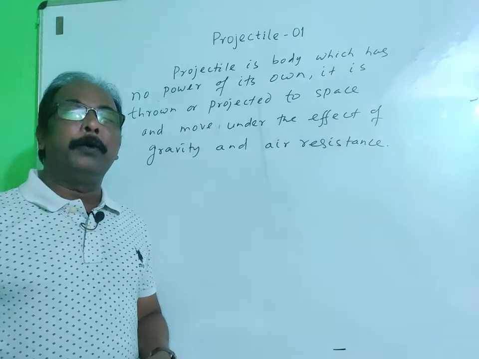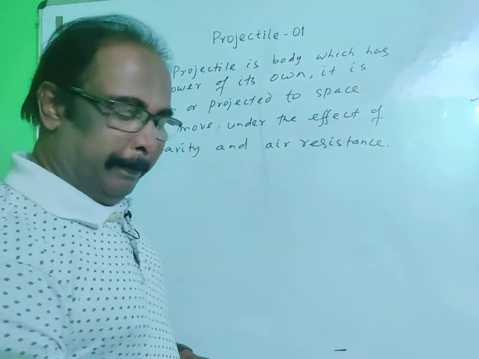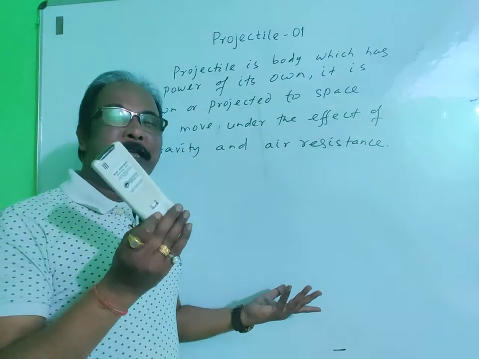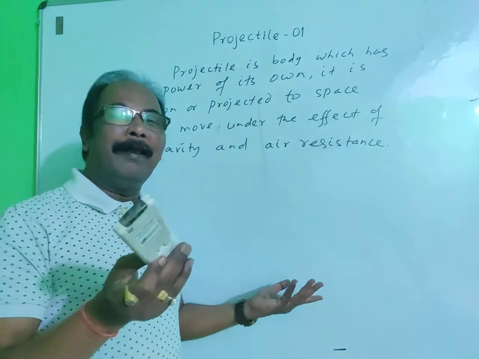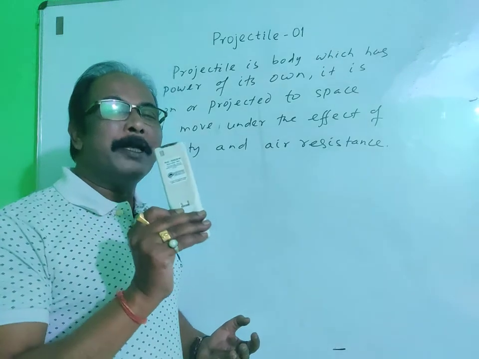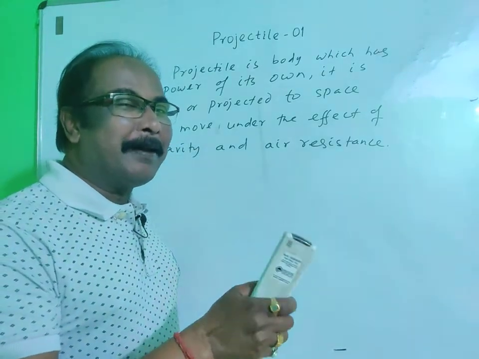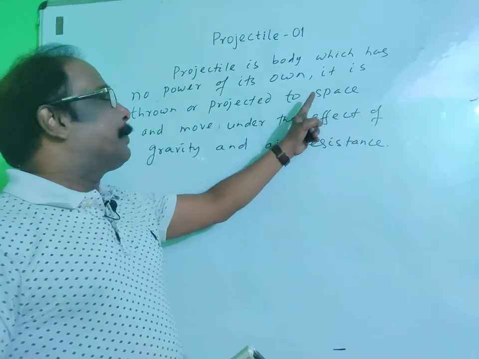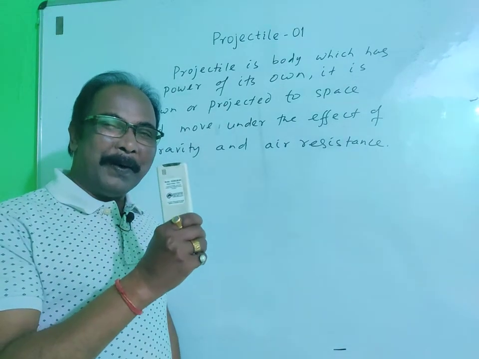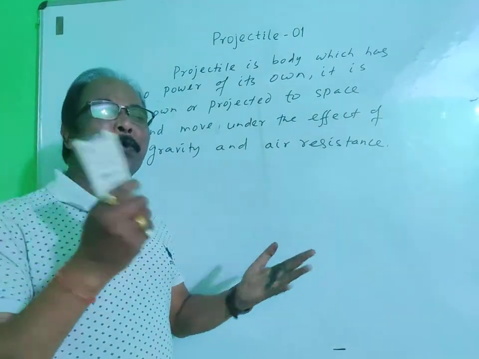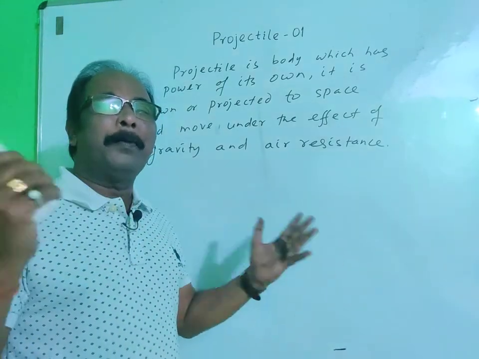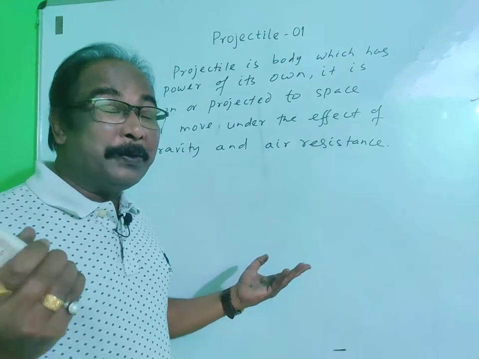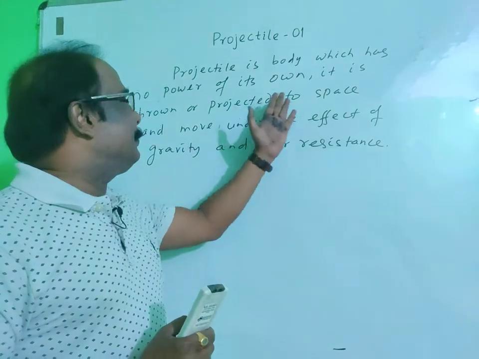Projectile is a body which has no power of its own. Suppose this is a body. This body has no power. I may use this body, I may throw this body in any direction, whatever I want. This body may be a projectile. But to be a projectile, it is thrown or projected to space, whatever be the direction of throw.